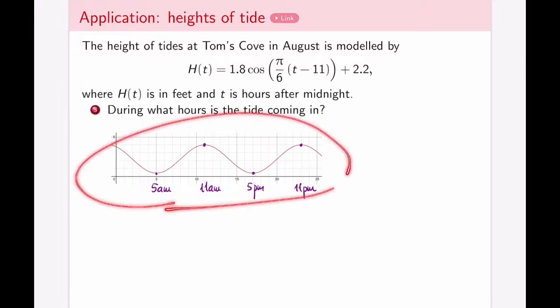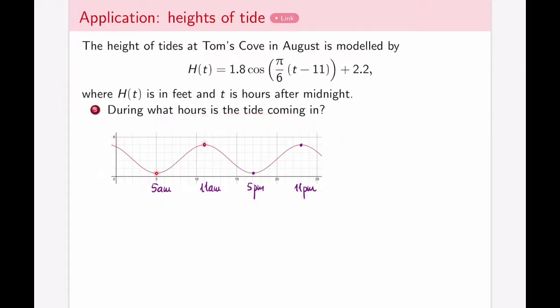But from the graph and from just thinking about what happens between local, or in this case global, maximum and minimum of a continuous trigonometric function, I can see that the tide is coming in between 5 a.m. and 11 a.m. because that's when the height is increasing. It's also coming in between 5 p.m. and 11 p.m. What do those time intervals mean in terms of the derivative?